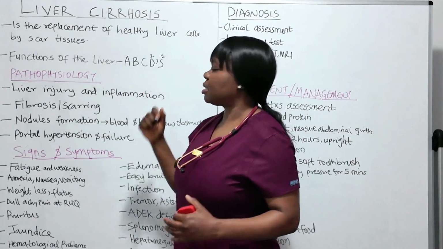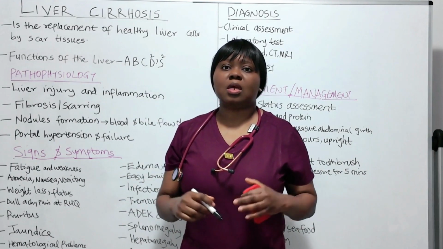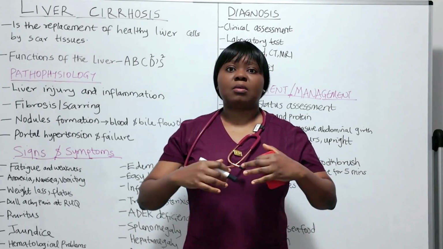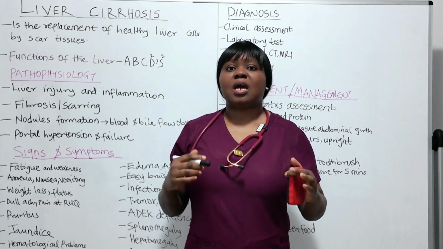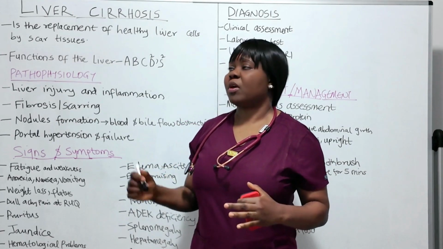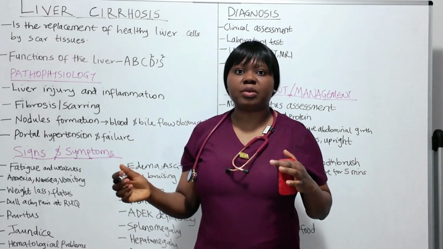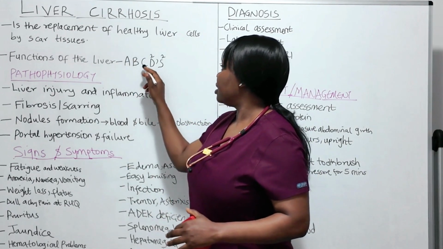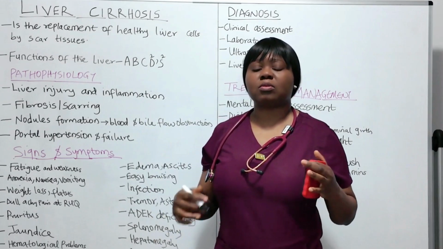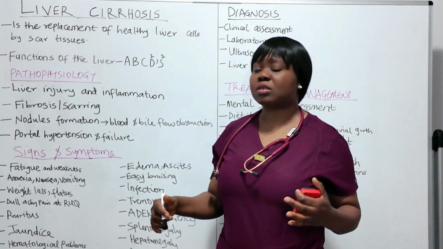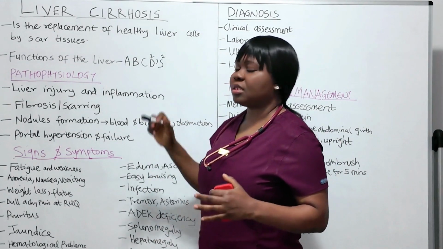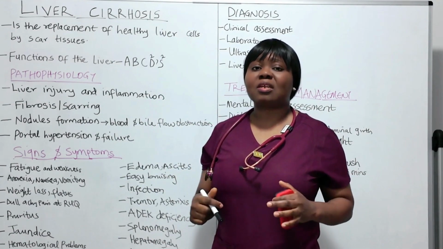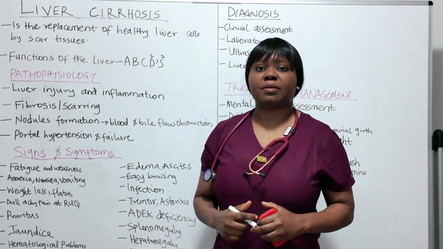The B stands for bile production. Now, this bile, when produced by the liver, helps to remove bilirubin, and it also helps to remove high cholesterol in the body and helps in fat metabolism. The C stands for clotting factors. So the liver produces some clotting factors. One of the D's stands for drug metabolism. The other D stands for detoxification of ammonia.